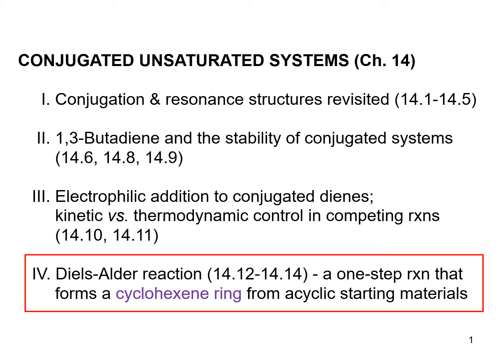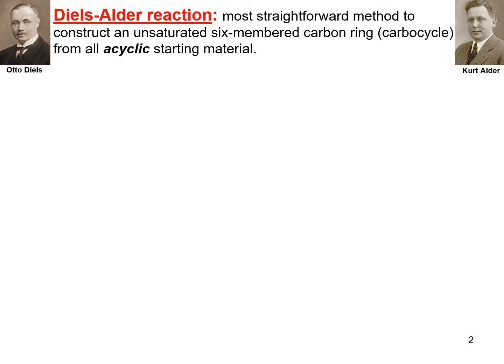One important reaction of conjugated dienes is the Diels-Alder reaction, which will be the focus of this video. The Diels-Alder reaction is one of the important named reactions in organic chemistry, where the reaction takes on the name of its inventor. It's one of the most straightforward ways to make an unsaturated six-membered ring from all acyclic starting materials with control of stereochemistry.